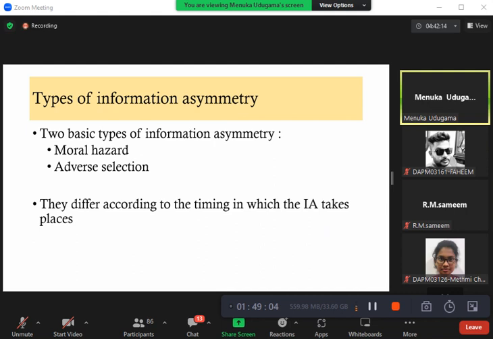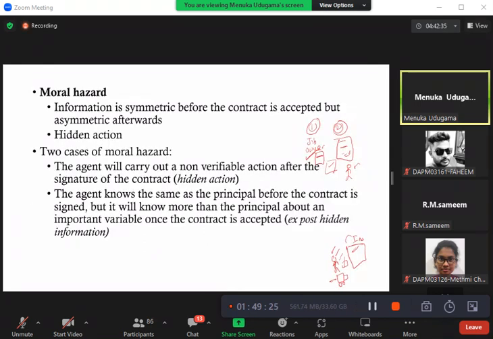Right, so we divide this type of information asymmetry into two types, moral hazard and adverse selection. What is the difference? The difference depends on the time of the information asymmetry, at the time of entering into the contract. Okay, let's see an example. Now take moral hazard. Information is symmetric before the contract and asymmetric after the contract. So this is also called hidden action. Right? Hidden action.